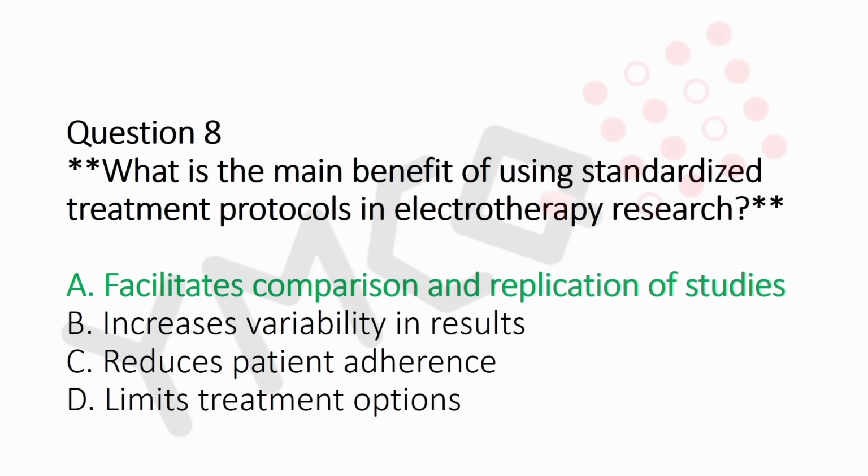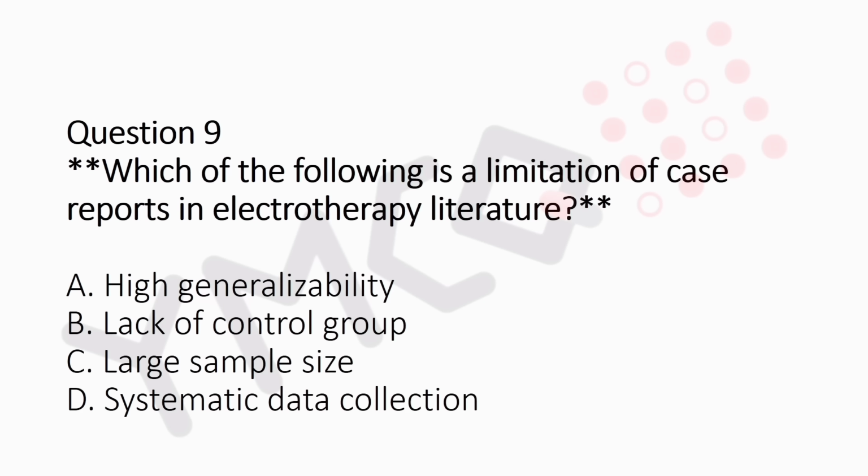Now let's move to question number 9. Which of the following is a limitation of case reports in electrotherapy literature? Option A, high generalizability. Option B, lack of control group. Option C, large sample size. Option D, systematic data collection. And the answer is option B, lack of control group.